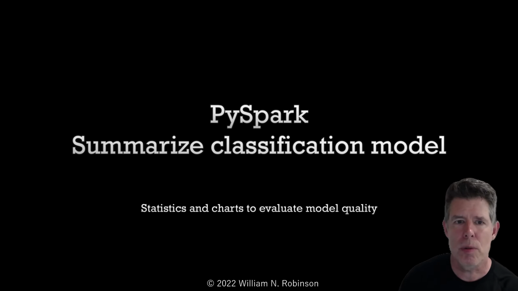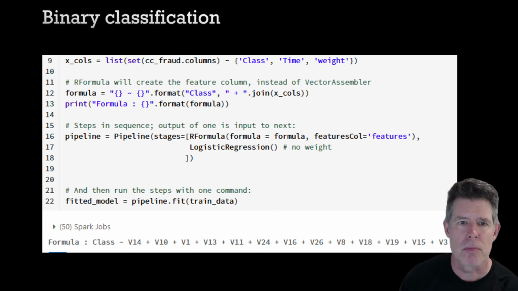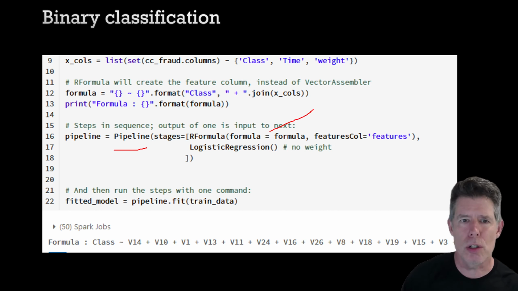Hello, in this demonstration, I will show how to summarize PySpark classification models. So here's a classic setup for a logistic regression. We've got a pipeline that starts with our formula, and it's going to take all of the columns except for the column we're going to predict, which is fraud or no fraud. We're going to use logistic regression to predict that fraud or no fraud.